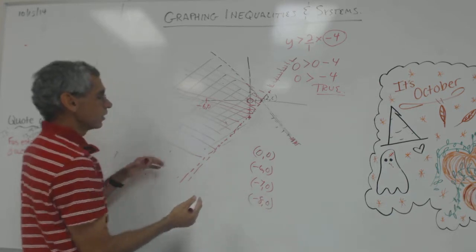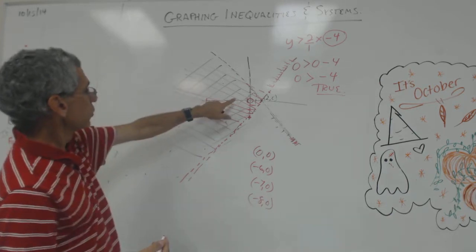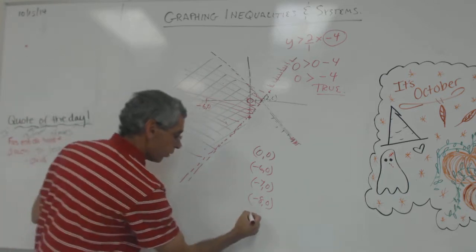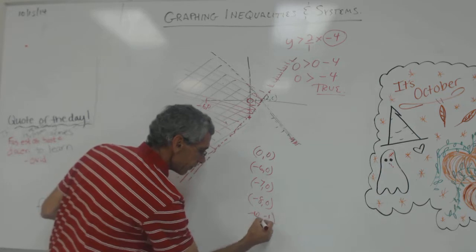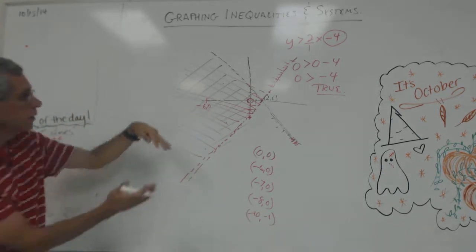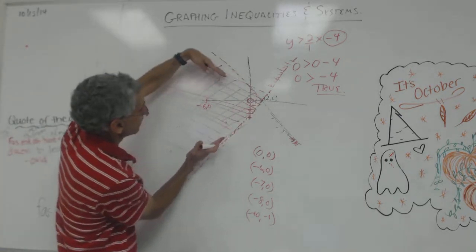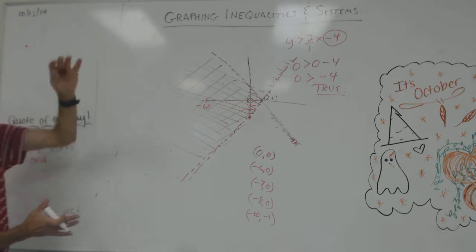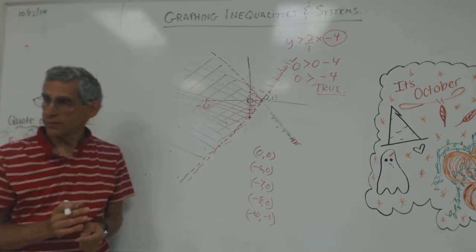Those are easy. Let's make it a little harder. Let's do -10, -1. I know that's one too, right? Those are all solutions. You see what I mean? Any shaded point in this section here, and it goes on forever and ever, right? Any point in there is a solution. Does that make sense? Yeah.